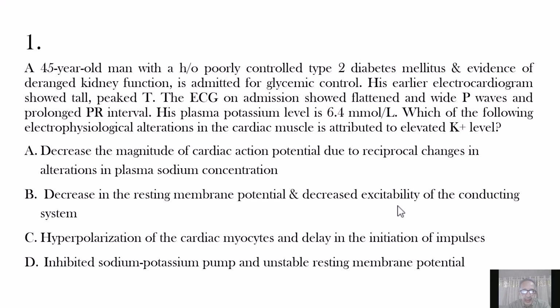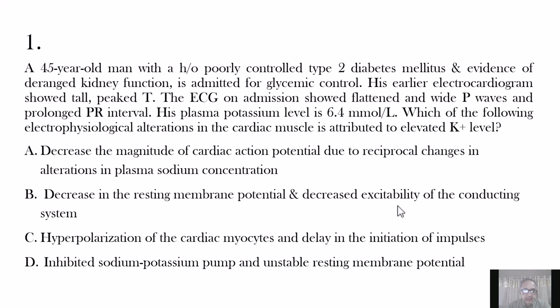B, decrease in the resting membrane potential. When you say decrease, it means it is less negative. Minus 80 becomes minus 70. That is, 70 is less than 80. The minus has no arithmetic value. It is only to show that inside is negative. So minus 80 RMP becomes minus 70. It is decreased. Will it decrease really?